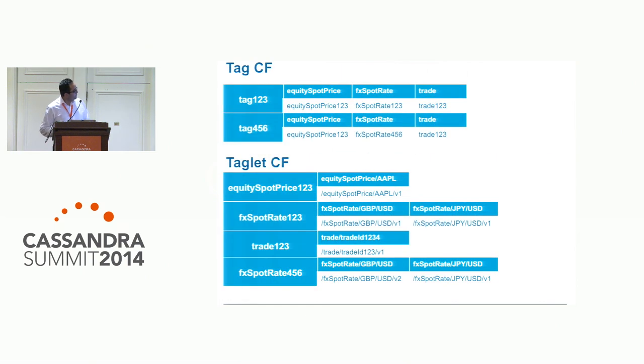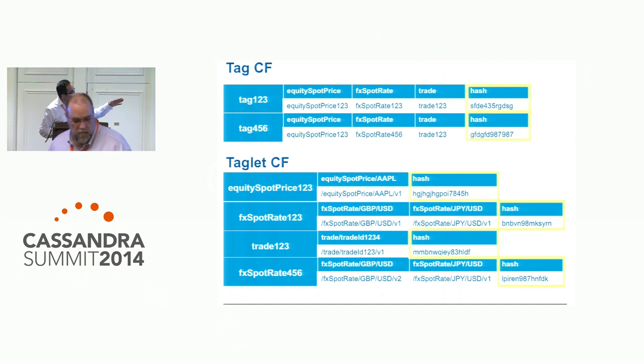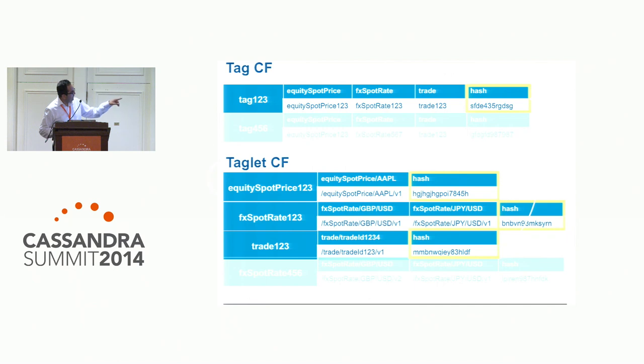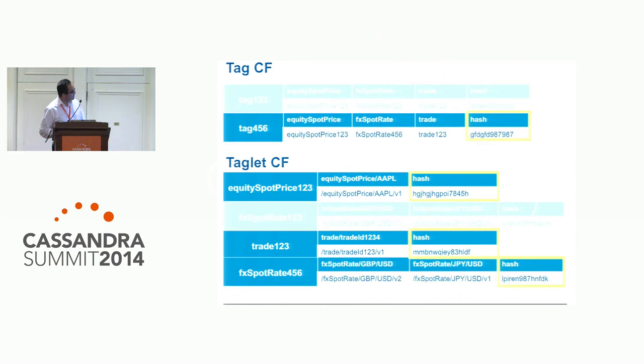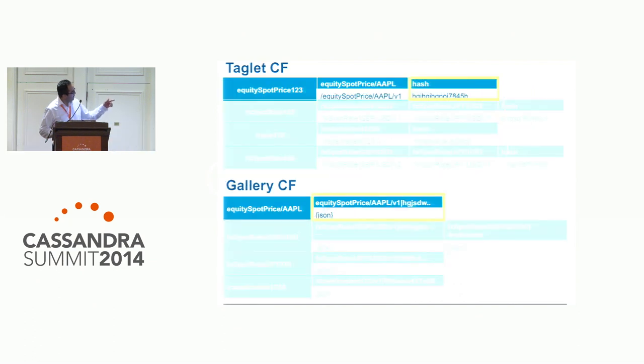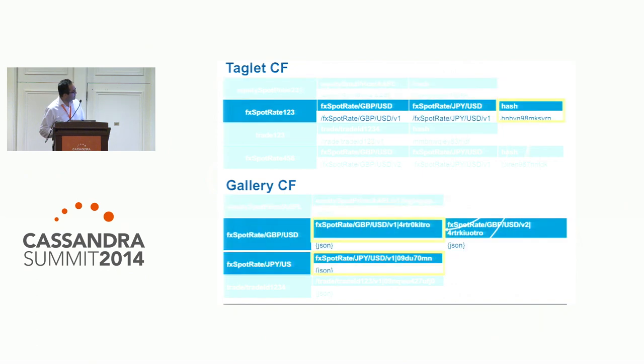So we modeled this. It turns out the refactoring we did for delta tags made it very easy because we store the hashes at each level here. It's almost like a static column that we store against each row. For example, the hash of the tag is a hash that's composed of the two taglets. Likewise for this one, the taglet hash is composed of the gallery hash as well, and so on.